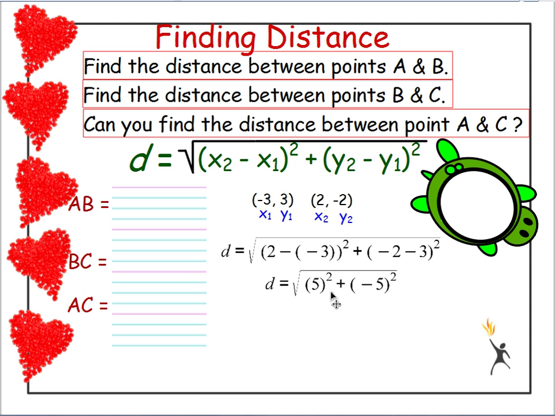Next, order of operations says we have to do the exponents. So we're going to square both numbers. Both 5's being squared, 5 squared and negative 5 squared, both are going to give us positive 25. So I get 25 plus 25. Addition comes next. And finally I need to do the square root. The square root of 50 rounded to 2 decimal places is 7.07. And that's my approximate distance between the 2 points.